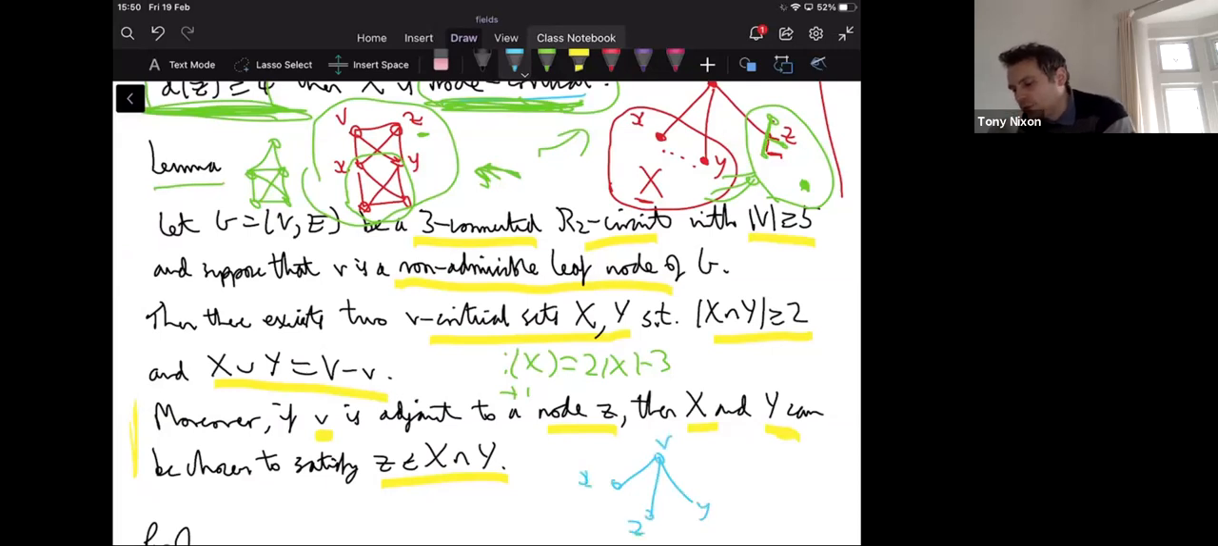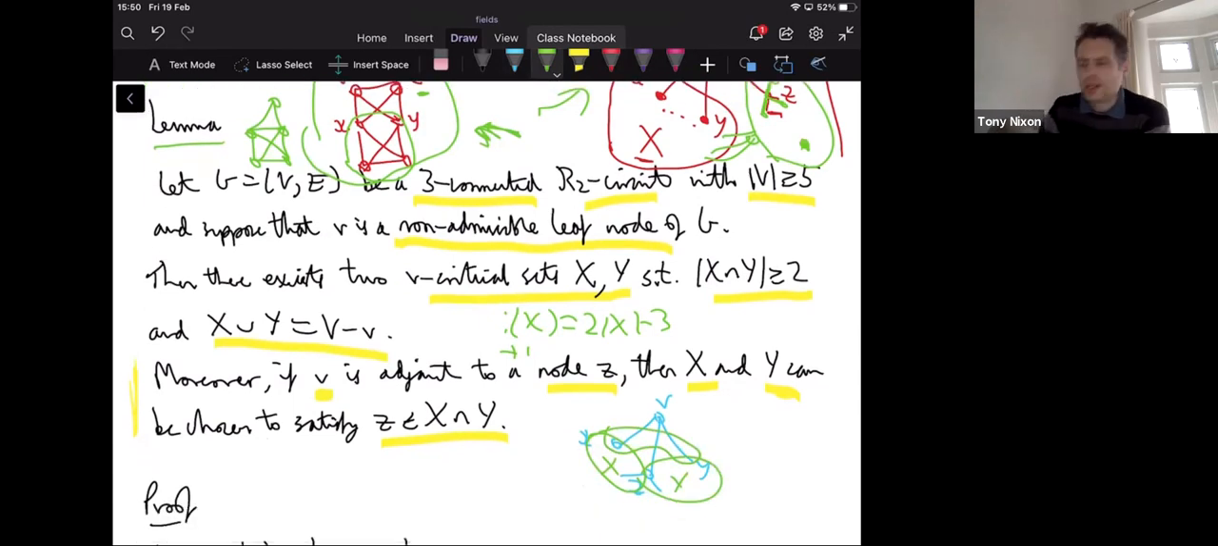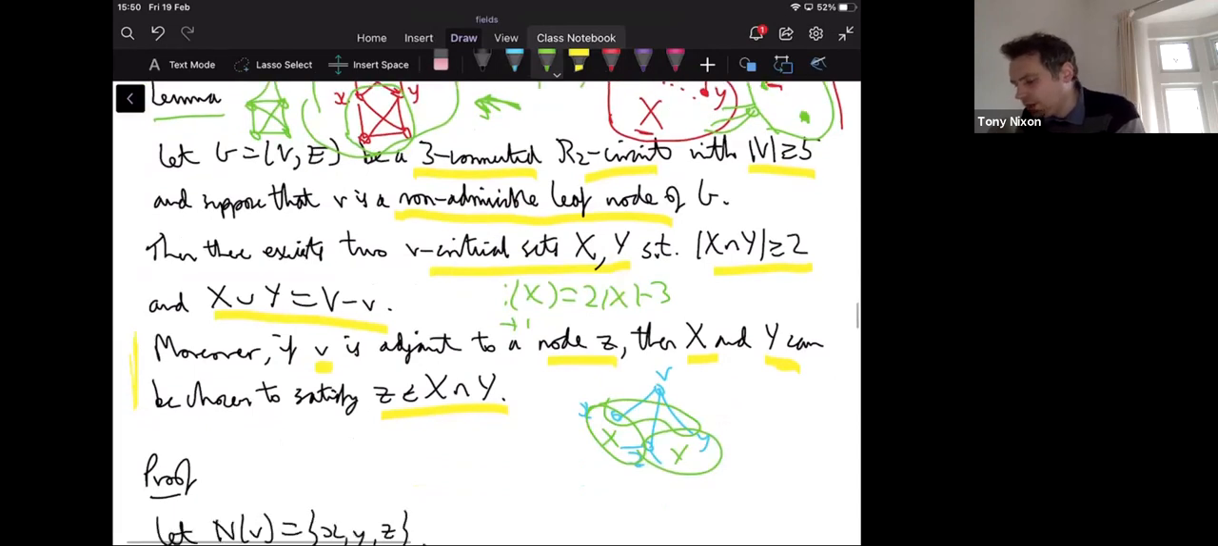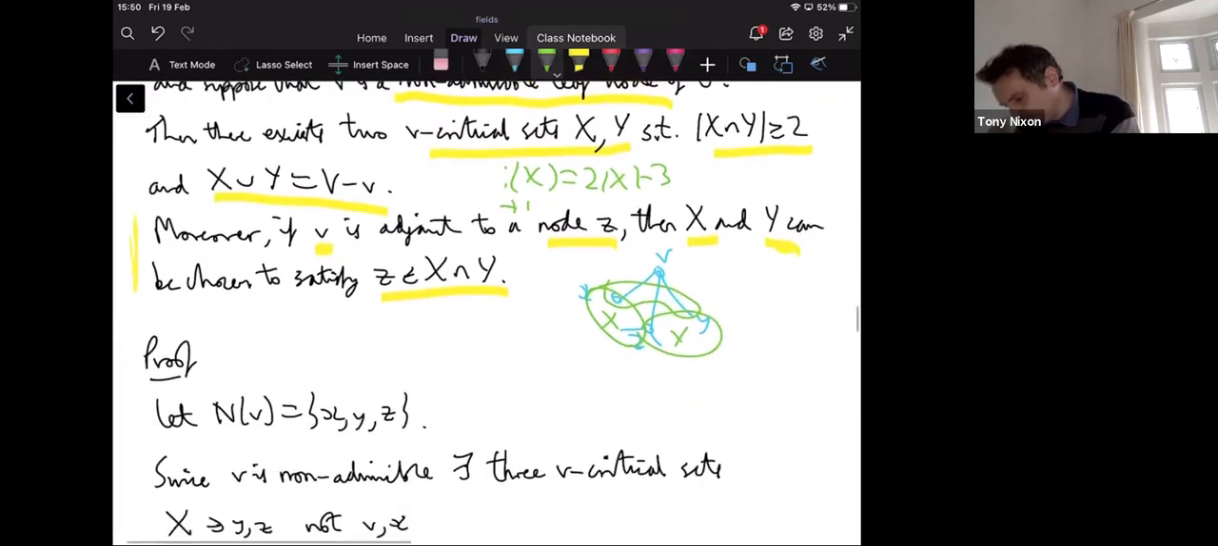If it's true that V is adjacent to Z and Z is a node, then as well as just existing 2 V critical sets, which you'd have the 3 possibilities for, it's true that we can choose the X and Y to be the 2 that intersect in Z. Okay, so that's the lemma. I think given that it's 10 to, I'll prove the lemma and then stop for questions, and we'll just continue next time from that point.